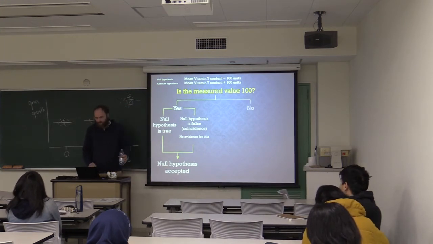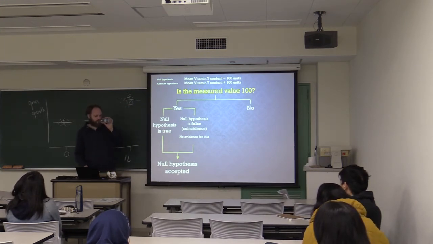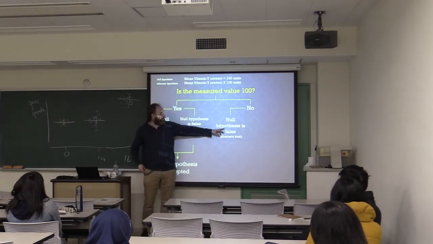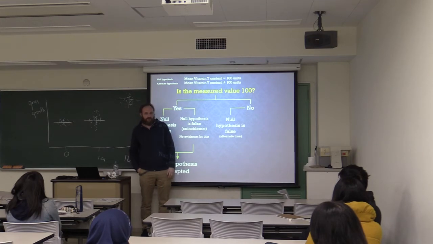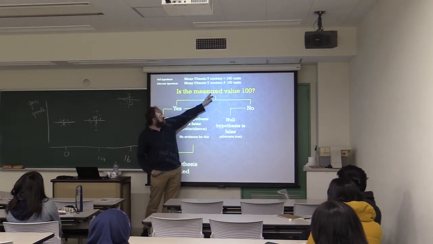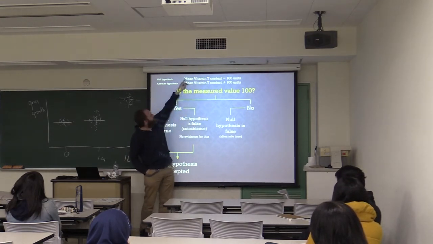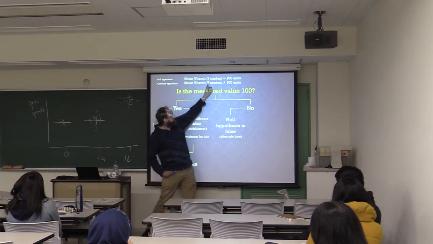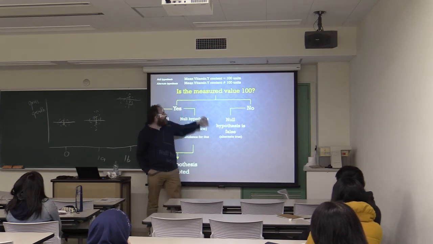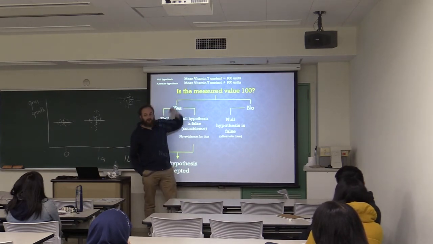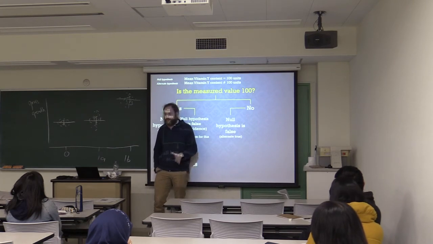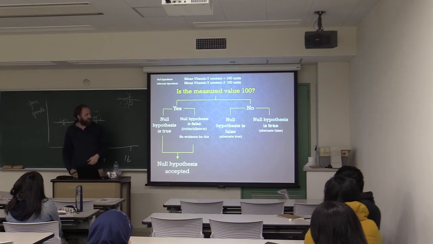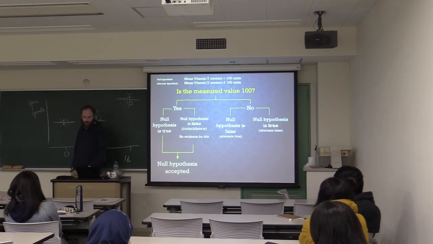What if we don't measure 100? Then there are two possibilities. Either the null hypothesis is false, because is it 100? No. That's wrong then. So maybe our null hypothesis is false, and therefore our alternate hypothesis is true. Everyone happy? Okay.